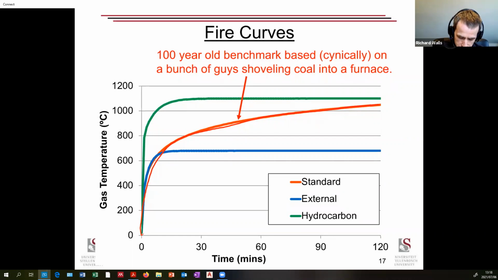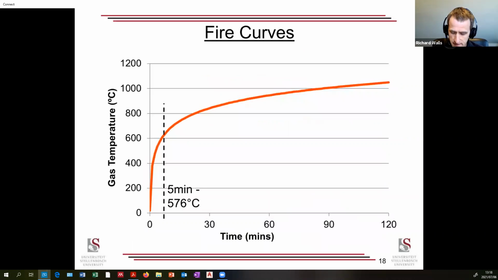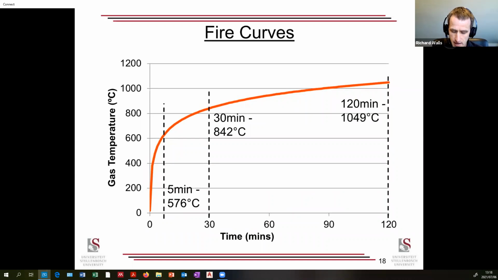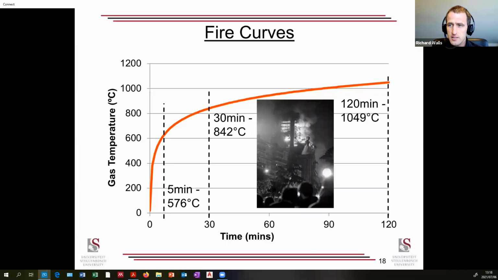And can it survive 60 minutes or 120 minutes of this time temperature curve? And you do also get external curves, hydrocarbon curves. So the standard fire, after 5 minutes, it's almost 600 degrees. After 30 minutes, 840. After 120 minutes, it's 1049. So it's a fairly intense fire curve. You've got to stay at those temperatures for this period of time. So it's a raging inferno.